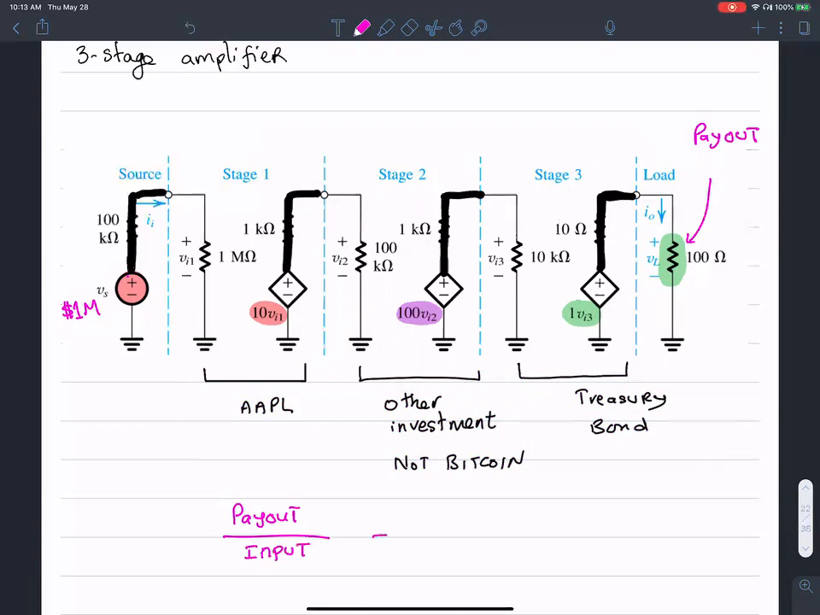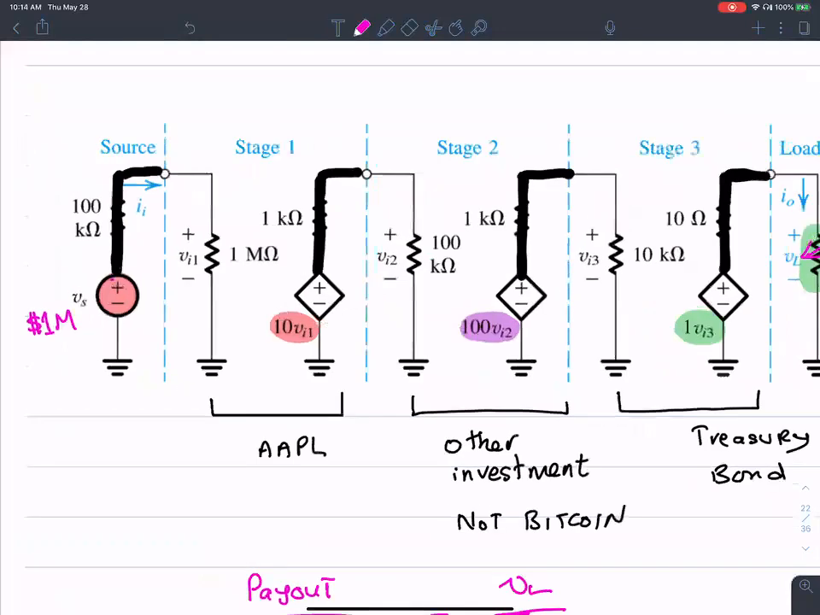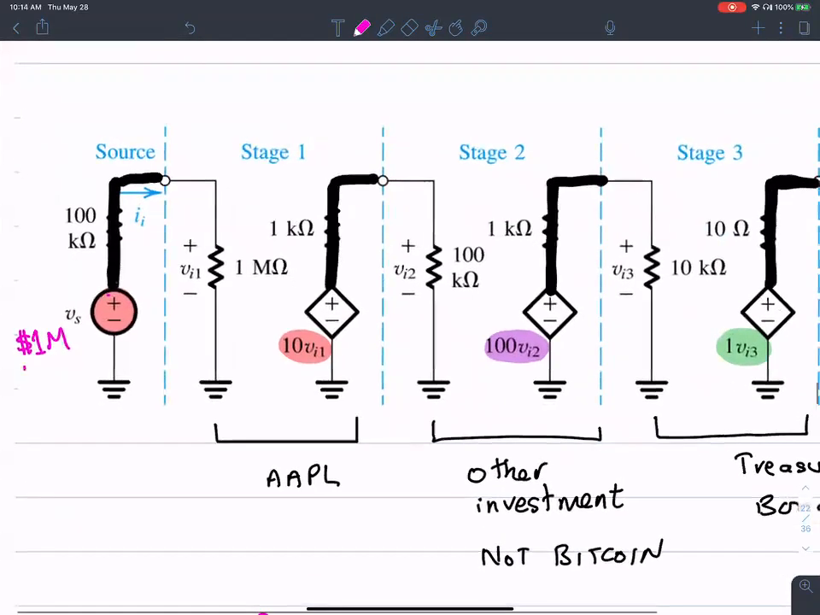Even as engineers, we are always interested in this guy, VL. That's the final payout, the voltage VL. So VL over what exactly did I put in? That is what I'm interested in finding. So let's begin. I started out with $1 million.